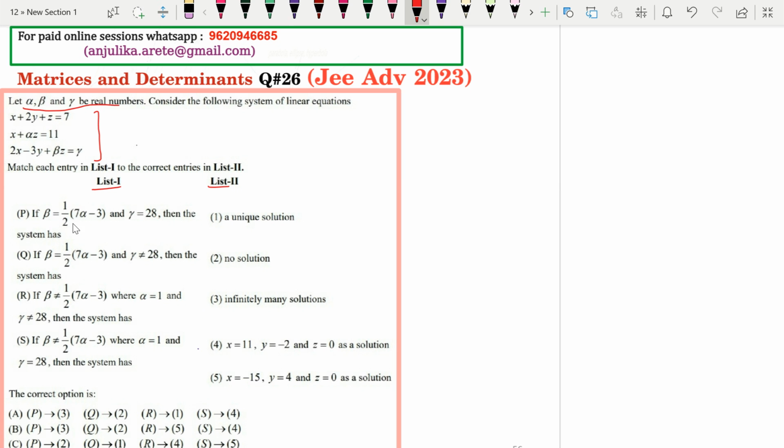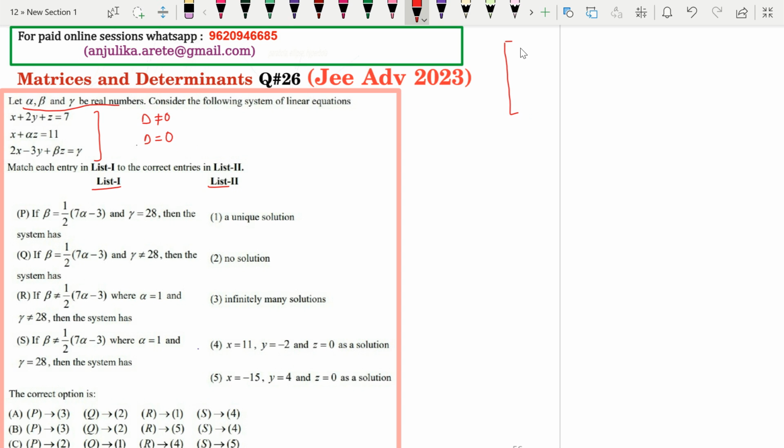If you try to tackle each one of them at a point of time, you have to say that determinant is not zero means a unique solution. If determinant is zero, that means it can have infinitely many solutions or no solutions. What we are going to do is see how to tackle all the questions in one go. You're just going to write the coefficient matrix.